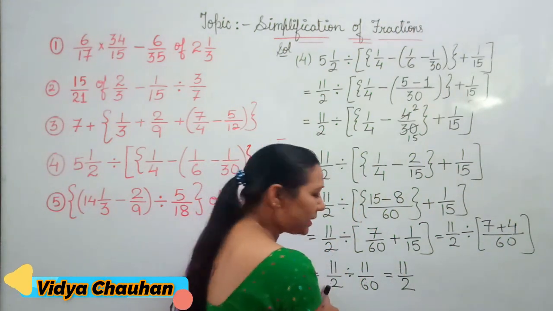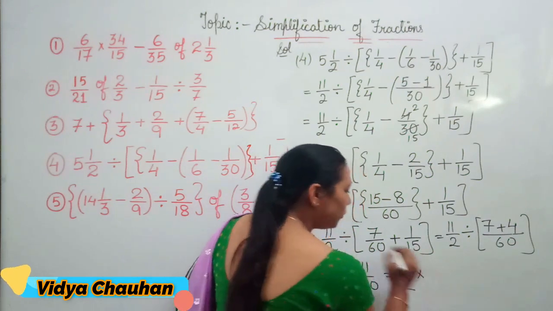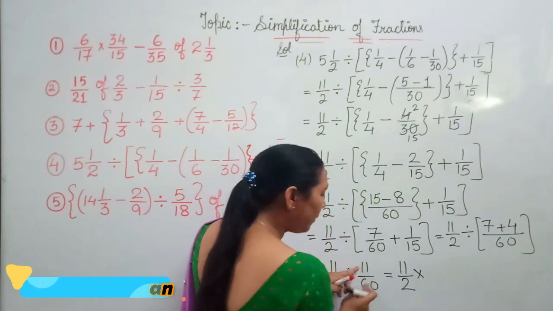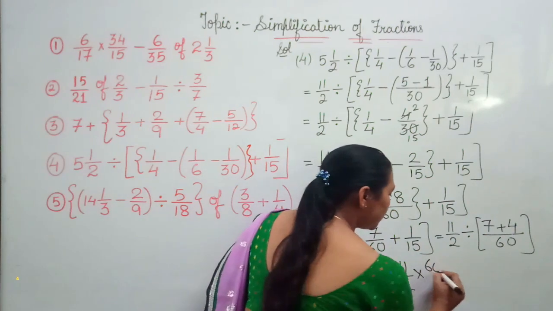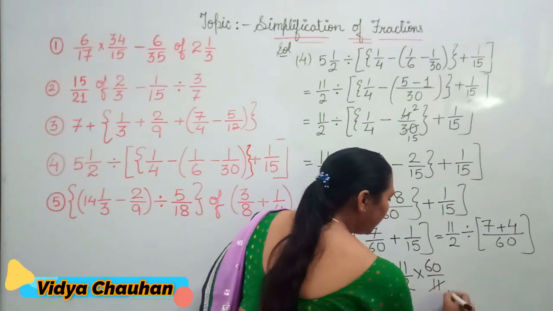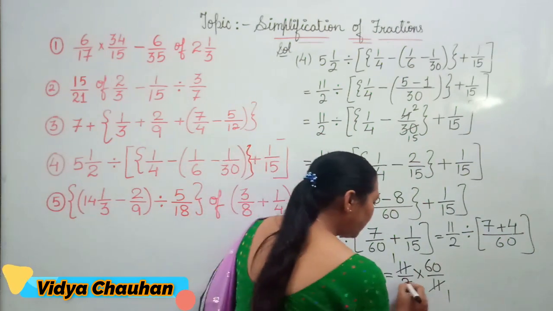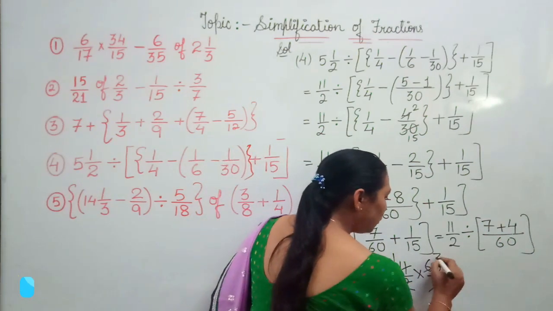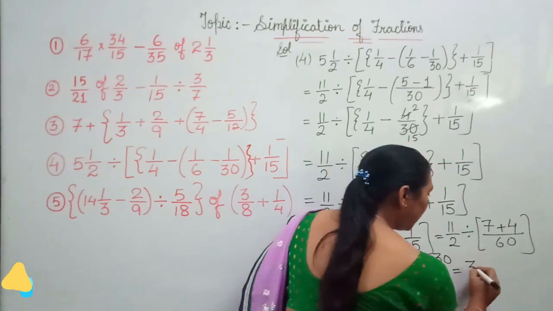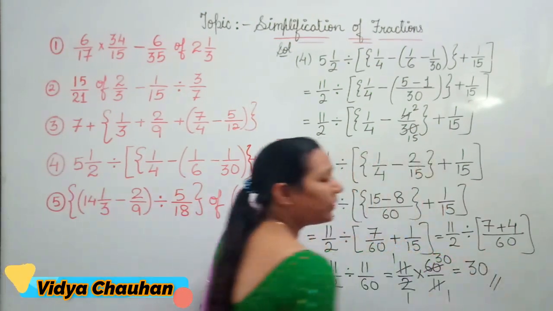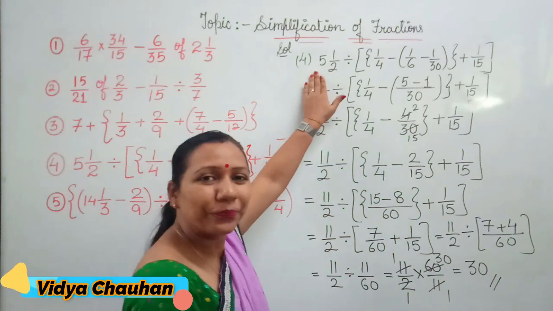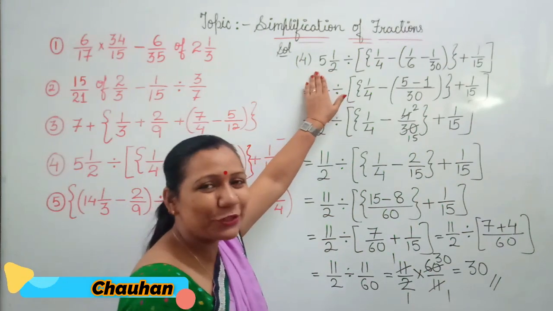So 11 upon 2 as it is, convert divide to multiply and reciprocate the second term. So it will become 60 upon 11. 11 and 11 simplified one time, and 2 simplifying here, 2 one times and 2 30 times. So your final answer is 30 when you have solved this problem. Clear children? I hope this is clear to all of you.